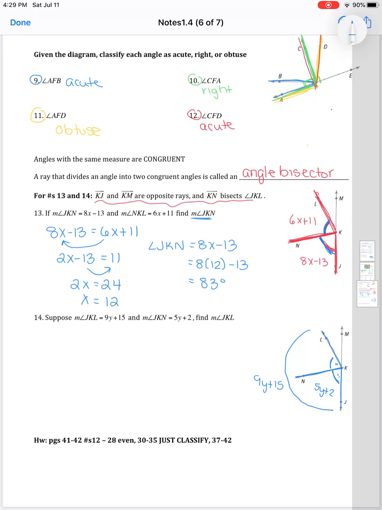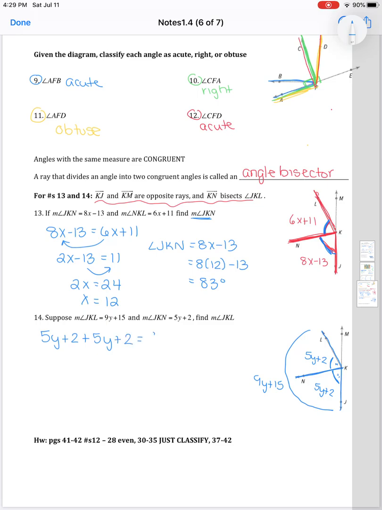So the other bit of information that we can add is if we know these two angles, this one and this one, are congruent to each other, well, if this one is 5y plus 2, then we know this one is 5y plus 2. So the difference between 14 and 13 is we had the two smaller parts. With 14, we have the bigger angle, and then one of the smaller ones, but we can associate it to the other one because we know they're equal.